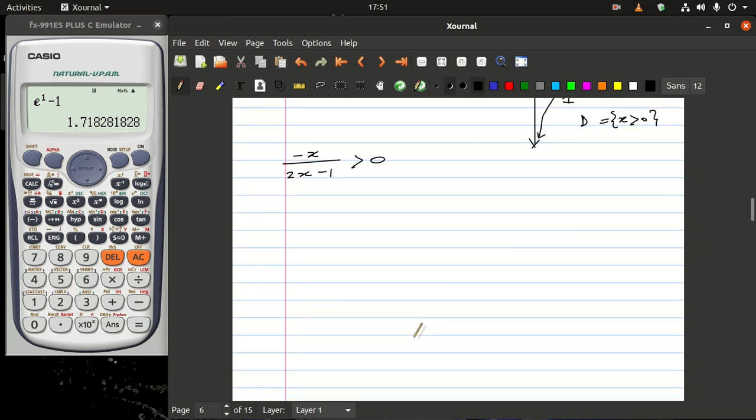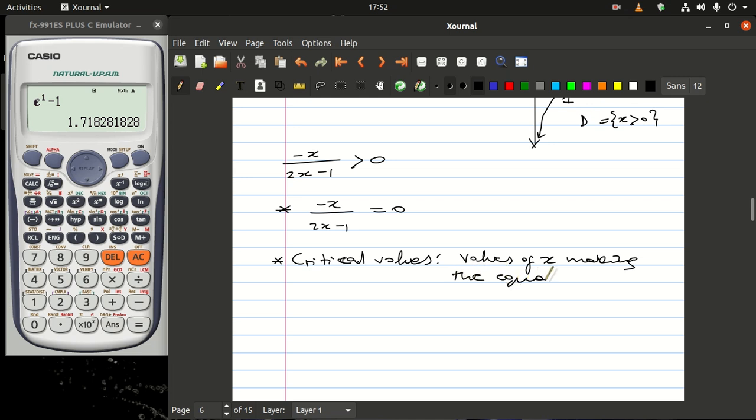So how do we end up solving this inequality? The first step is very simple. You change the inequality sign to equality. So this is supposed to be 0. And then the second thing is you want to find the critical values. So how do we find the critical values? First, we want to find the values of x making the equation equal to 0. So we want to find the values of x making that equation equal to 0.